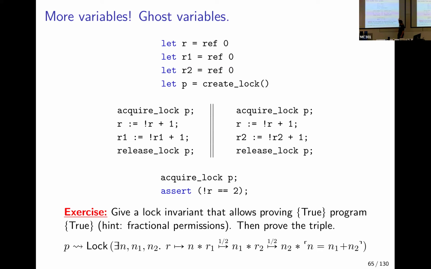However, what is useful is to say the invariant contains just enough of R1 to be able to talk about its value. So we have R1 that points to N1 with permission 1/2, and R2 points to N2 also with half permission, and those values are related. Those three values are related, saying N is the sum of N1 and N2. It's a simple example, but if you have a more complicated program, it is generally something like: the global state is the combination of the local states of the threads.